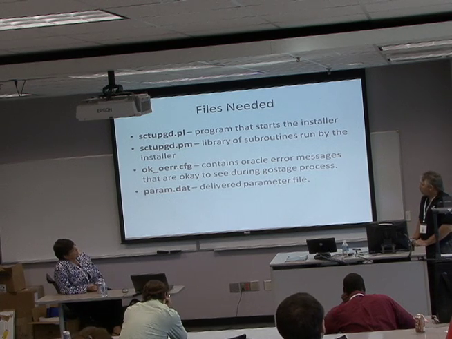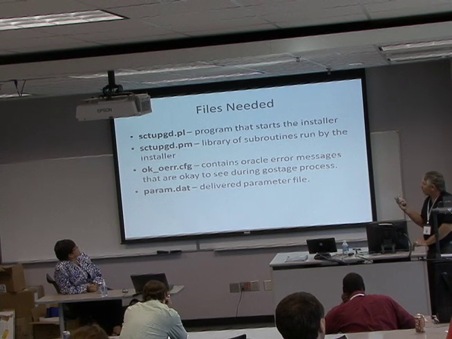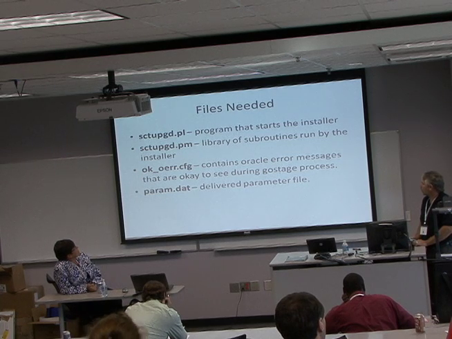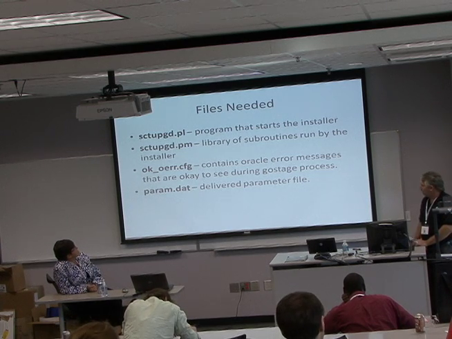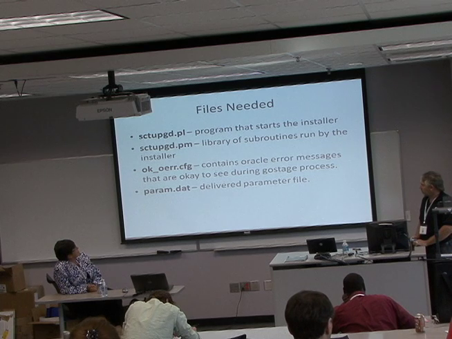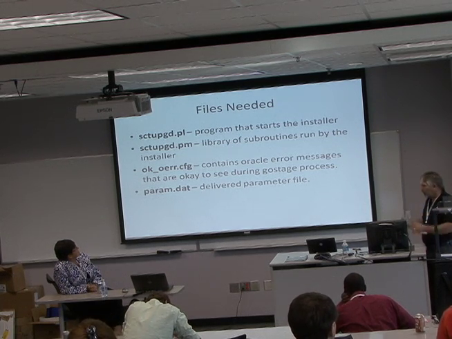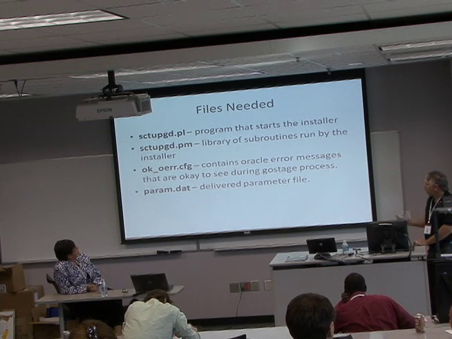These are the 4 main files that you have: the actual program that starts the installer, the SCT upgrade Perl script, and a library of subroutines. And then they also provide this error file that has the errors that are okay. And then your main file is your parameter file, and that's provided with each upgrade. And you can build and modify that. I'll show all that.